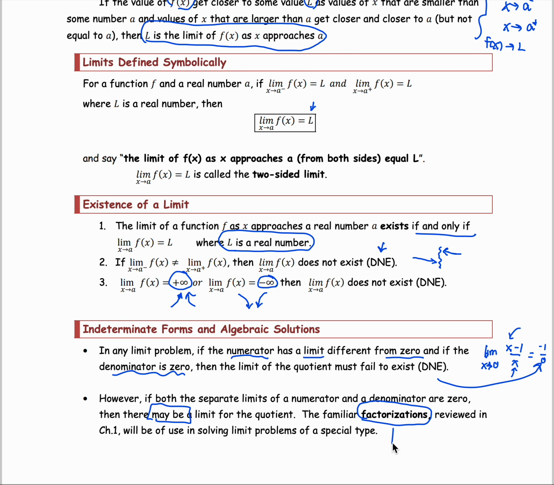For example, if we have the limit of x squared minus 1 over x minus 1, similar to the example that we saw in the last section, sorry, x approaches 1, not 0. So in this case, if you replace x with 1, we're going to get 0 on the top, 0 on the bottom. So this one is called an indeterminate form.